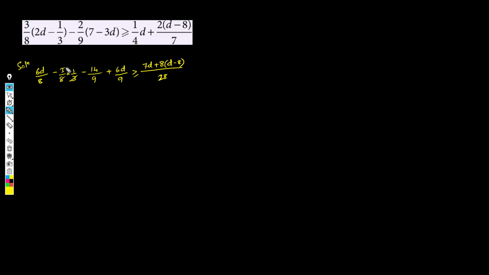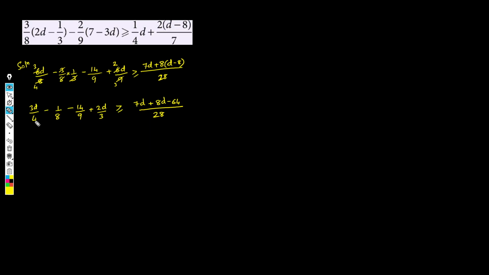Let us cancel the 3 out here from the numerator as well as the denominator. 2 4s are 8, 2 3s are 6. I'm left with 3d by 4 minus 1 over 8 minus 14 by 9. I can again cancel numerator and denominator with 3. 3 2s are 6 and 3 3s are 9. Therefore, this is going to be plus 2d by 3 greater than or equal to 7d plus, multiplying this 8 with both the terms, gives me 8d minus 64 whole divided by 28.